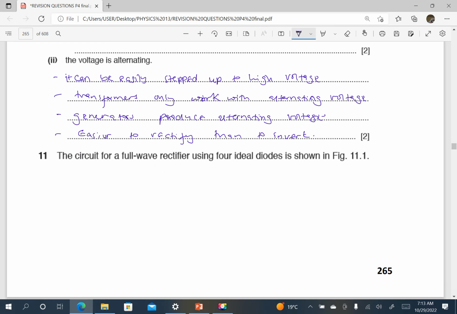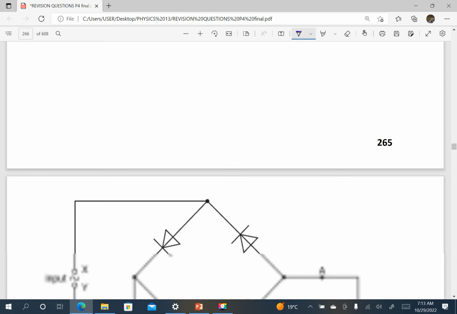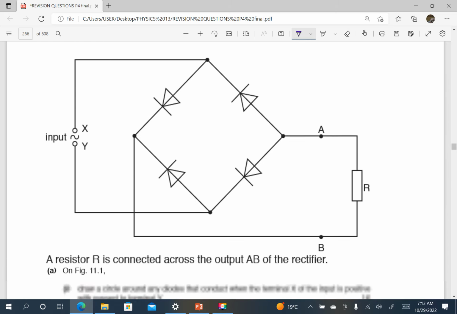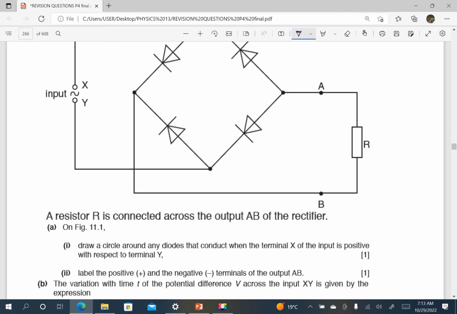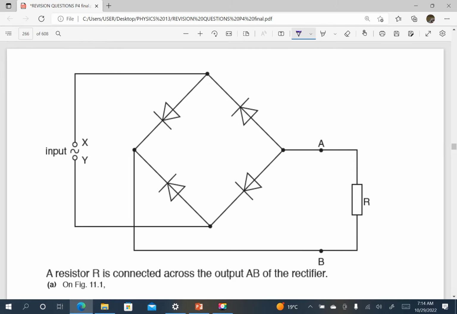Next, the circuit for a full wave rectifier using 4 ideal diodes is shown here. So this is a bridge rectifier connected in the form of a diamond pattern. A resistor R is connected across the output AB of the rectifier. On the figure, draw a circle around any diodes that conduct when terminal X of the input is positive with respect to terminal Y. So let's check.